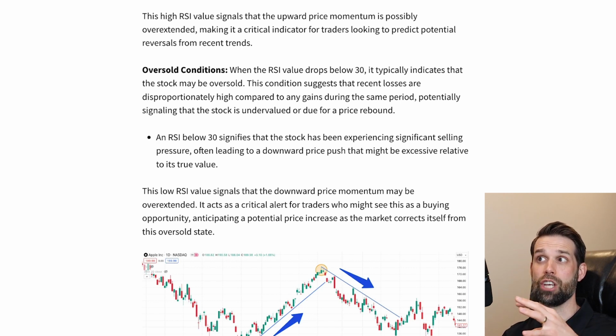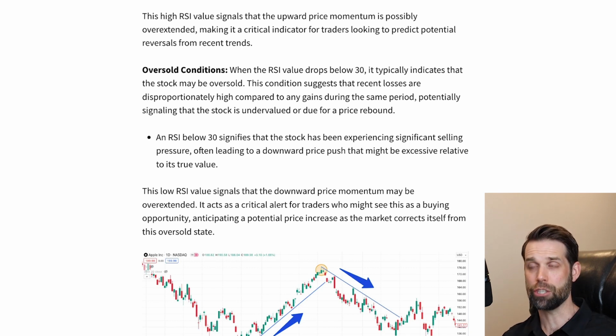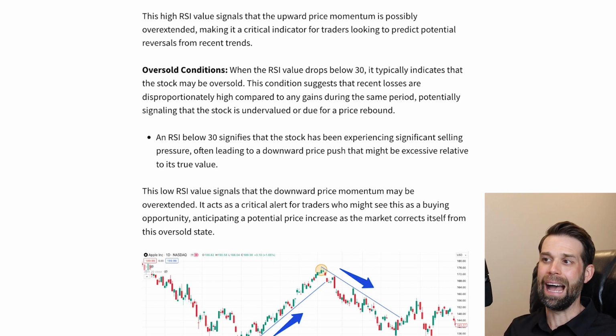So this condition suggests that the recent losses in the stock are disproportionately high compared to any gains during the same period. That might be signaling that the stock is undervalued, oversold. So again, this 30 level is the benchmark that signals that the stock has been experiencing significant selling pressure, often leading to a downward price push that might be excessive relative to its true value.